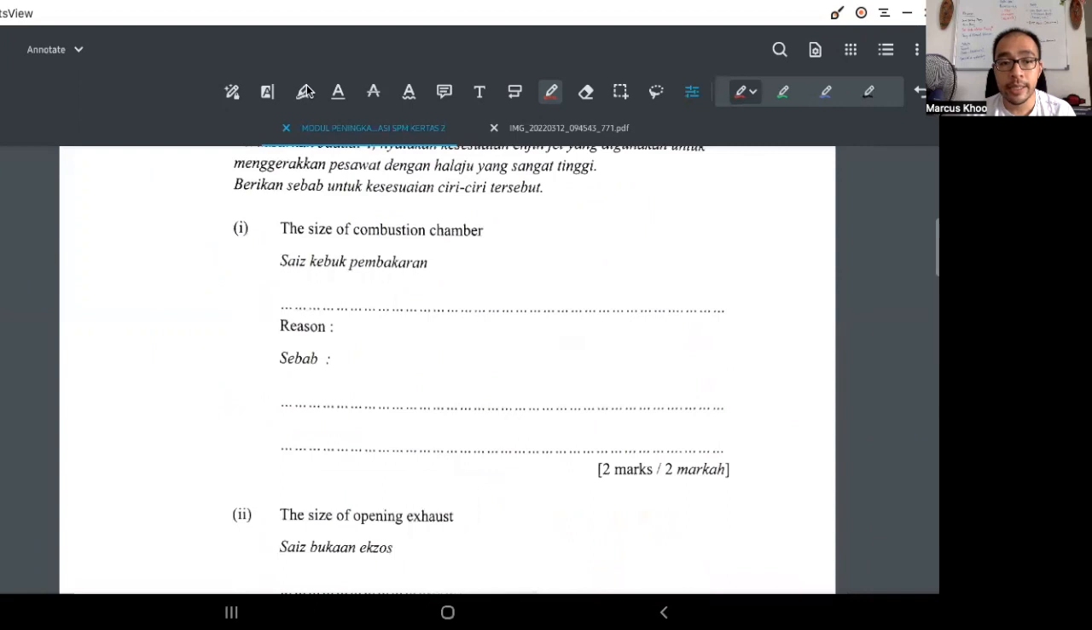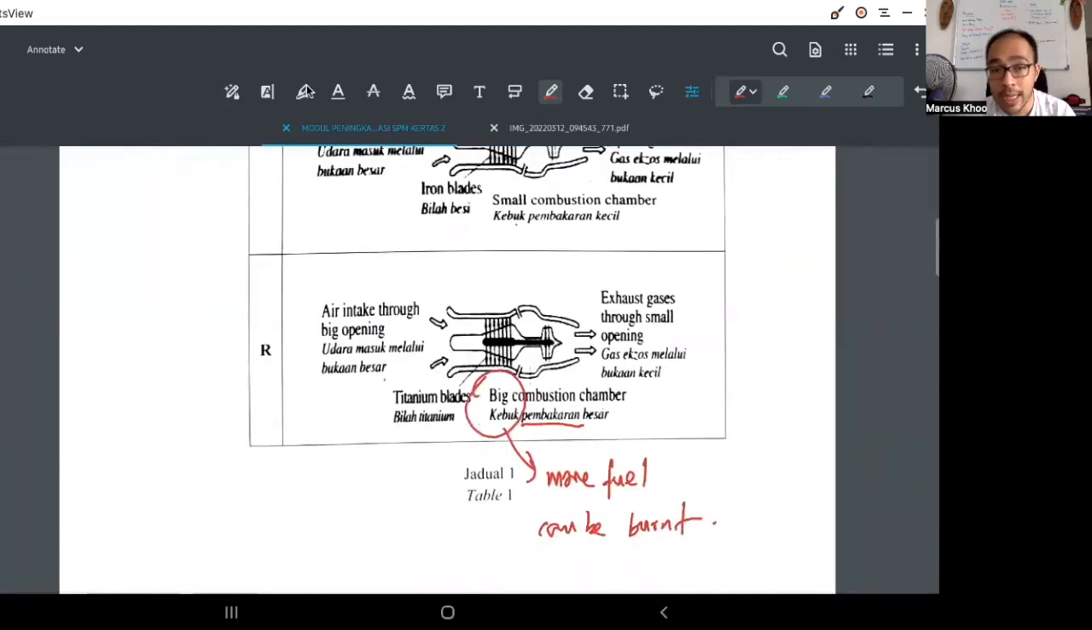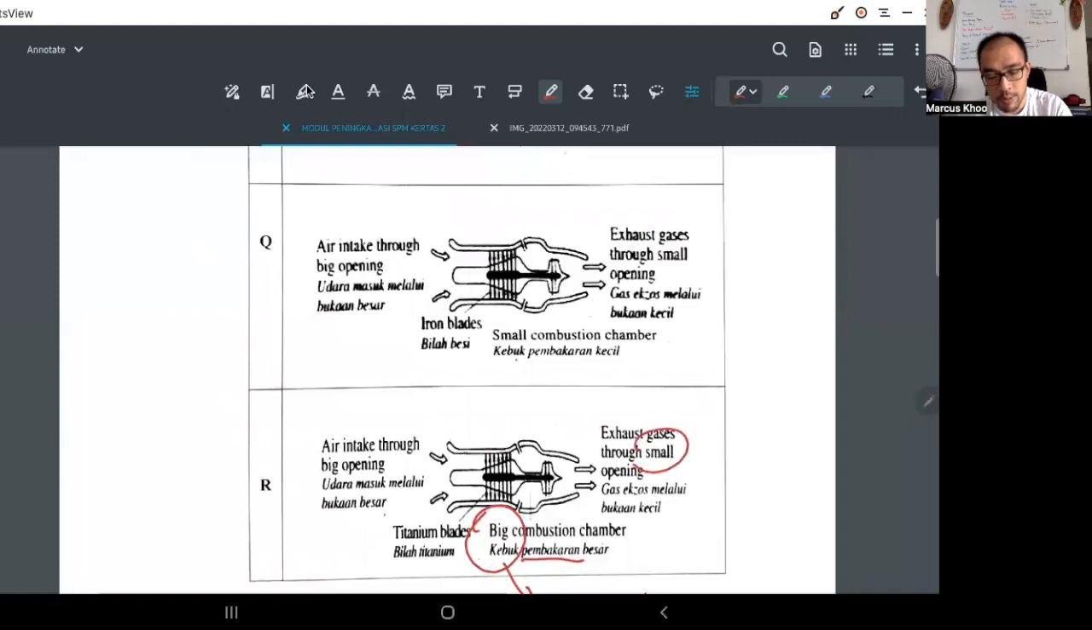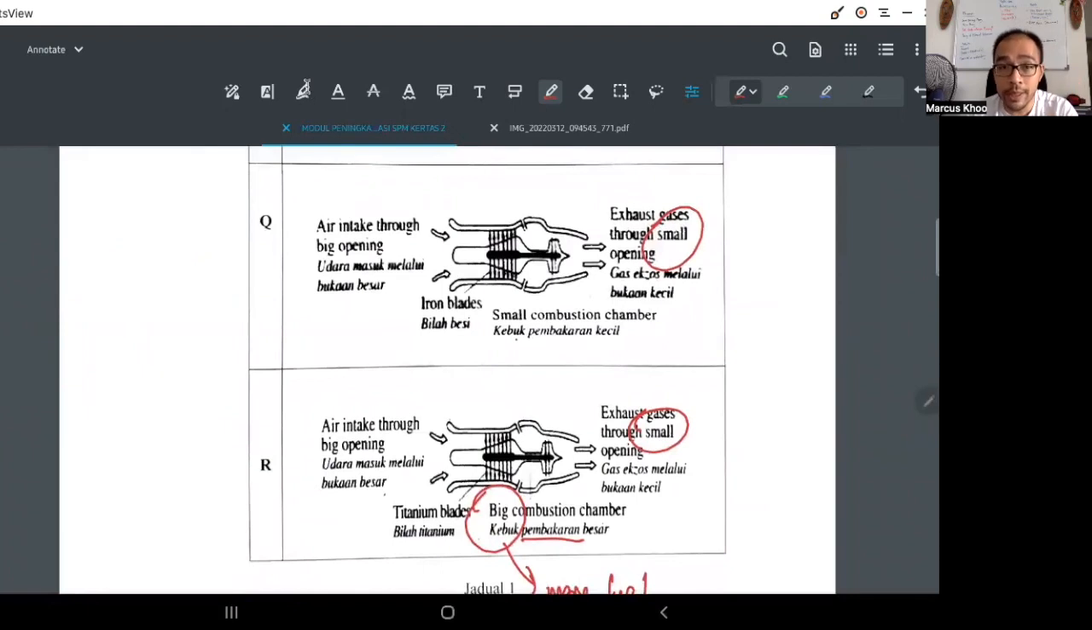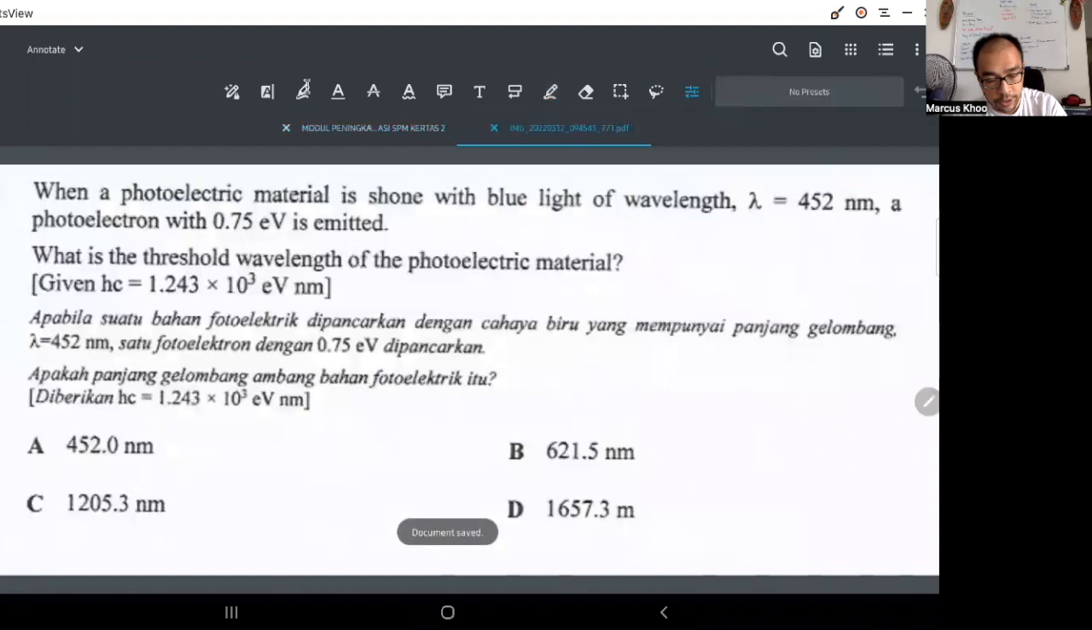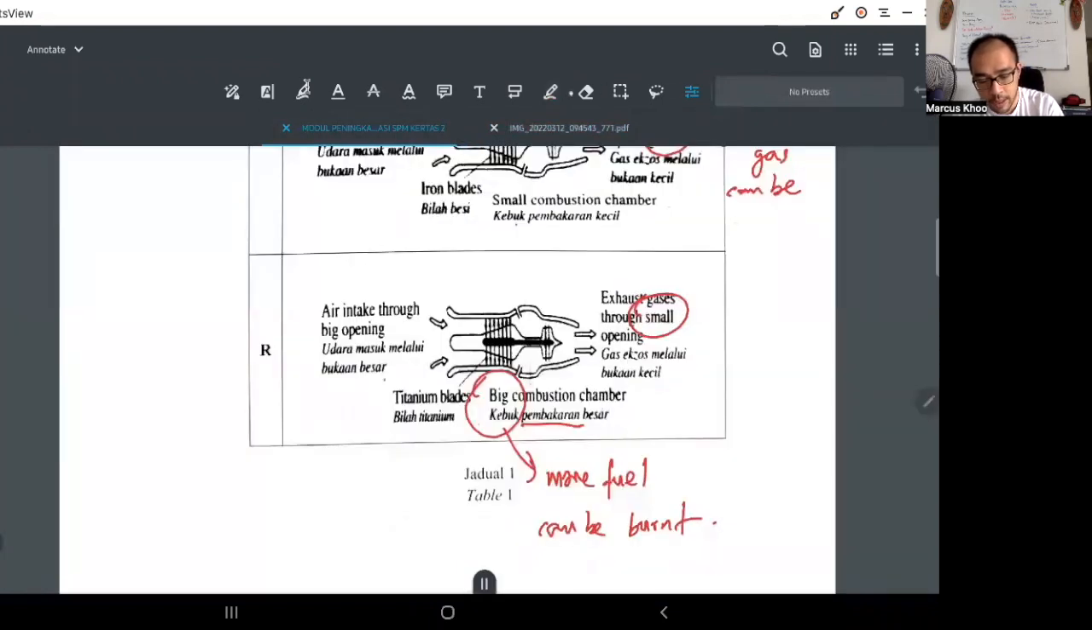Then secondly, the size of the exhaust opening. The size of the exhaust opening has to be a small opening lah, because if you have a small opening, then the exhaust gas can be released at high velocity.